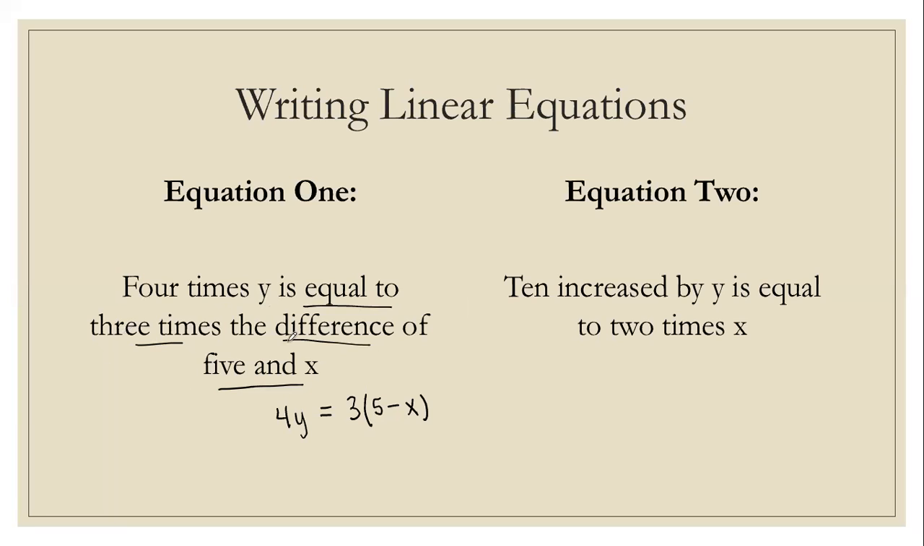So 4 times y, so that's why we have 4y, is equal to, there's the equal sign, 3 times the difference of 5 and x. So I can't put 3 times 5 minus x, because that's saying 3 times 5, then subtracting x. This is saying 3 times the difference of 5 and x. So 5 minus x, 3 times all of that. So that has to be in parentheses.